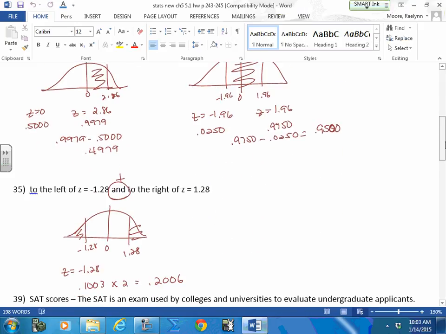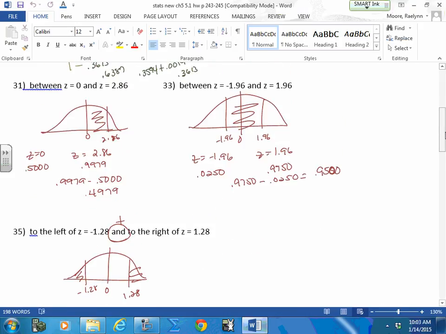I'm real big on sketching. In fact, tomorrow we're going to develop a whole new sketch of our own that I'm going to make you use for the rest of the z-score stuff. I use a little different than the book does.